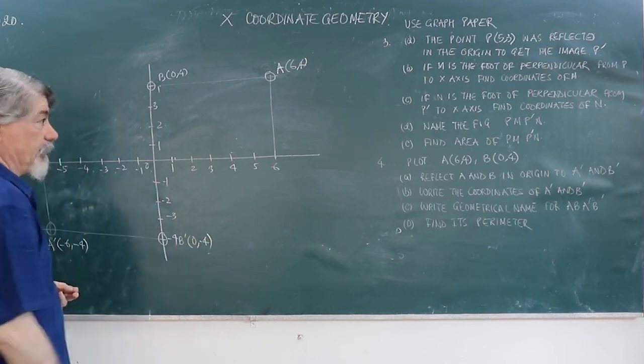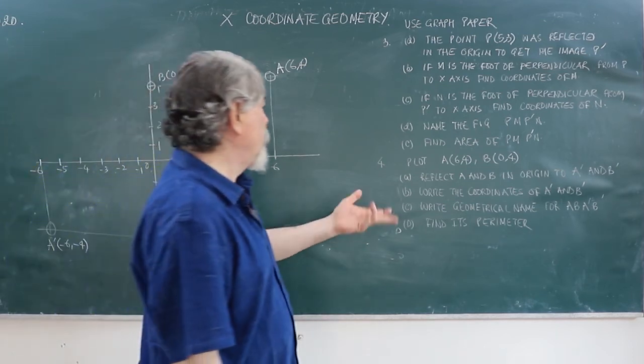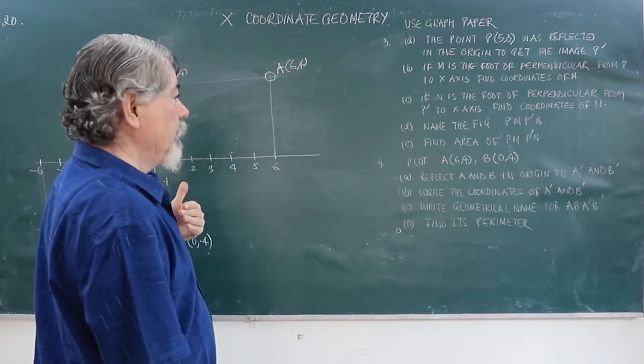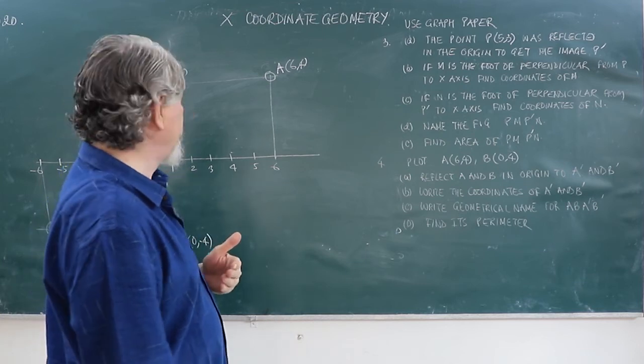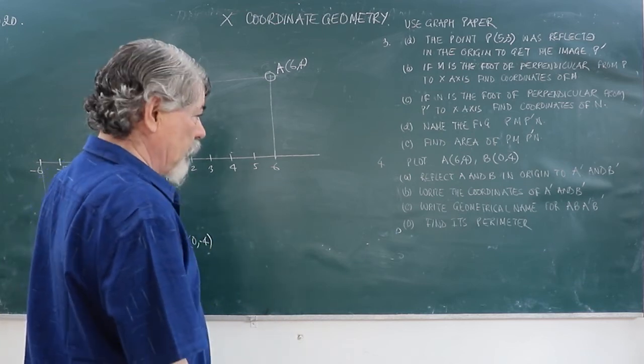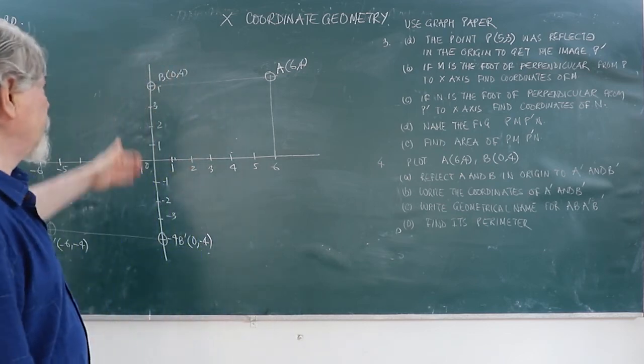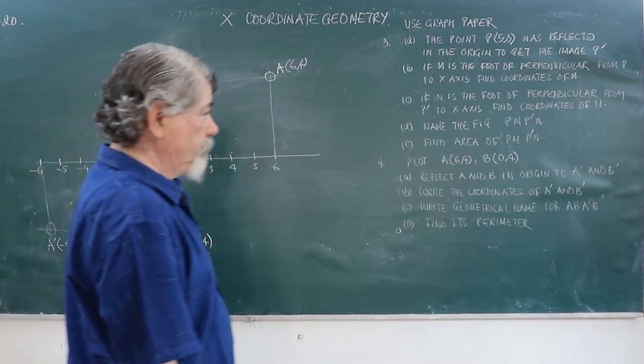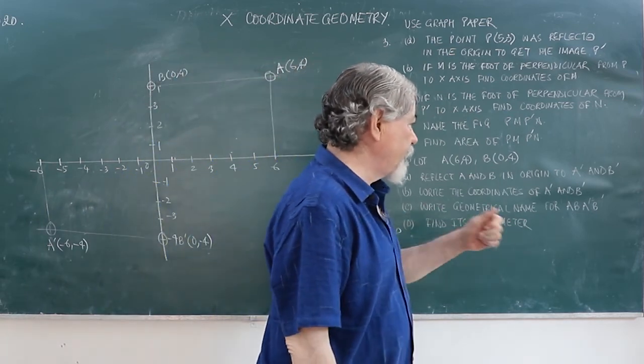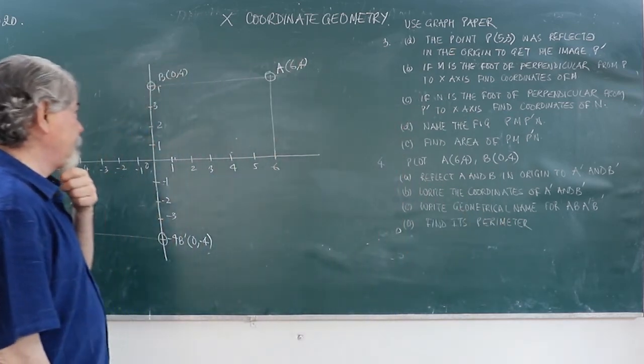It is reflected in x-axis. No, in the origin. Write down, reflect A and B in the origin to A dash and B dash. Reflection in origin is the same as reflection in x-axis because it is lying on the y-axis. Write the geometrical name of the figure AB, A dash, B dash.